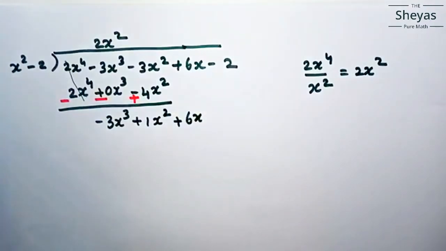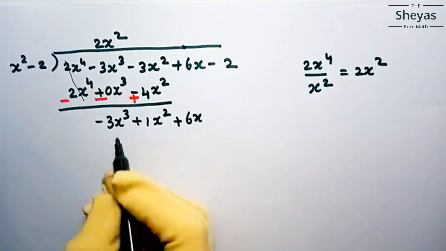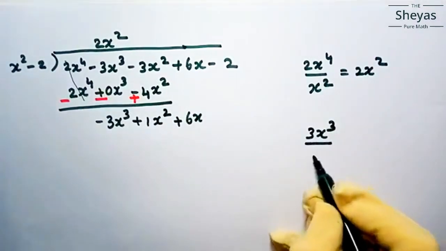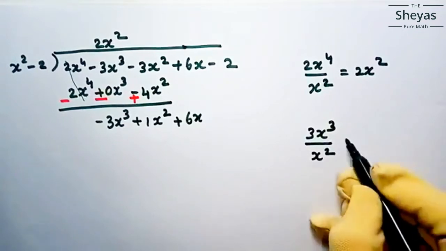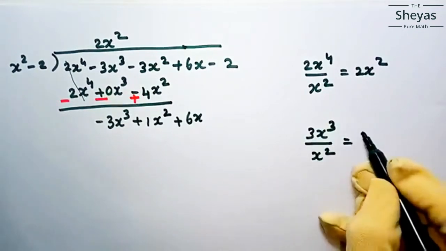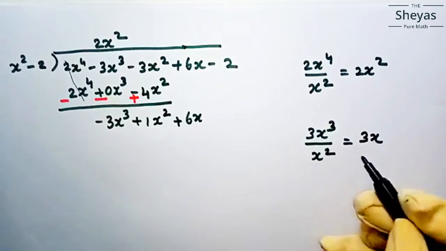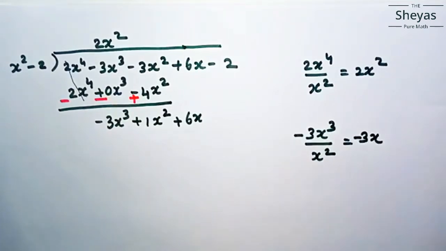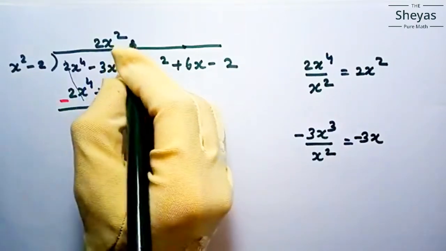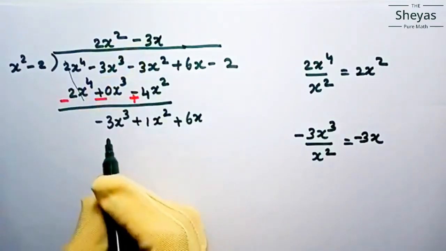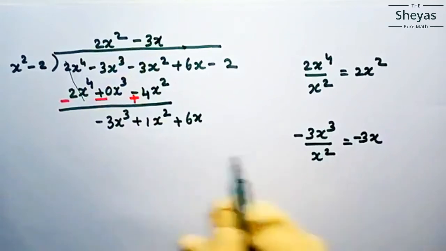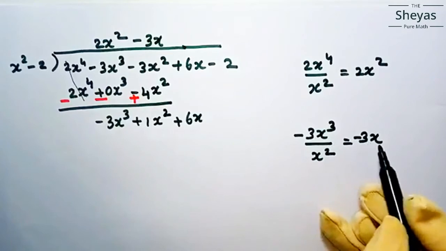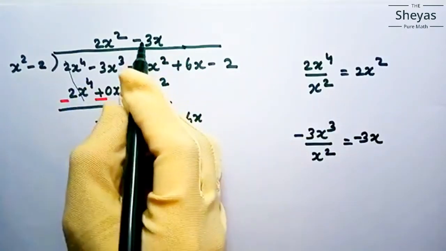Okay. Now again the same step should be followed. What is the first term here? Minus 3x cube. And what is the first term here? X square. Now what will you get? When you cancel, you will be getting 3x. Now, see, minus 3x cube is here, so the sign will be minus. So minus 3x cube divided by x square, then you will be getting minus 3x. After getting minus 3x, you write it here in the quotient.